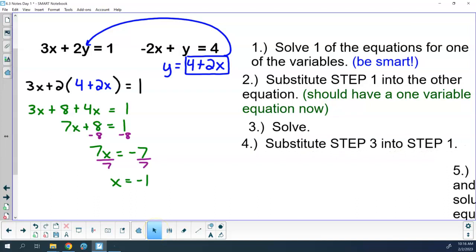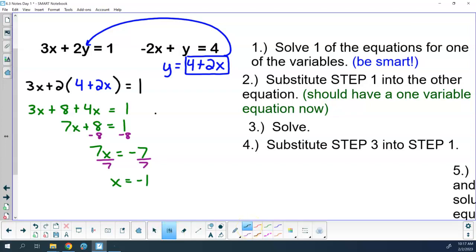So we're going to substitute step 3 back into either one. I would go into the original one. I wouldn't go into this one that you've already substituted out, just because if you made a mistake there, then your mistake's going to be kind of compounded. So let's plug that back into left or right? Right. Okay. So then that's going to be -2 times -1 plus y equals 4.